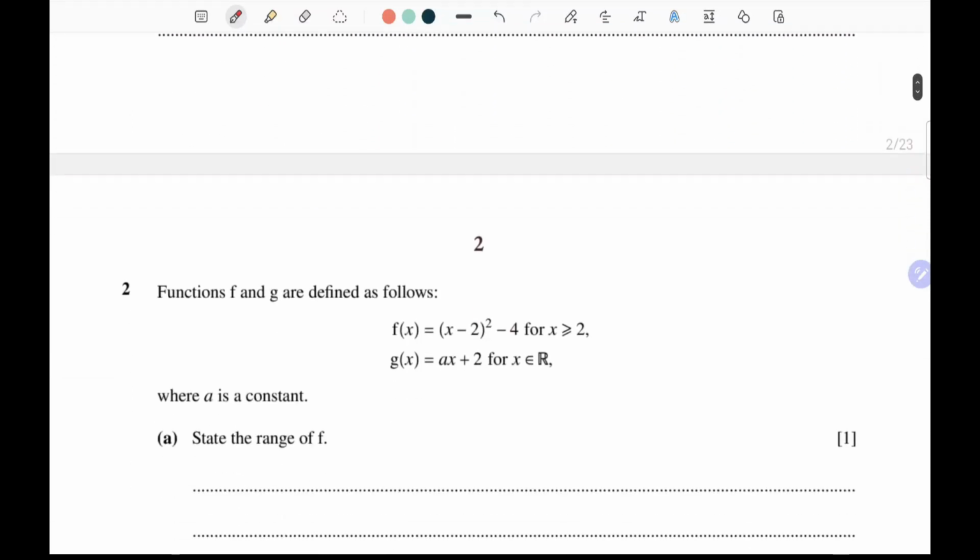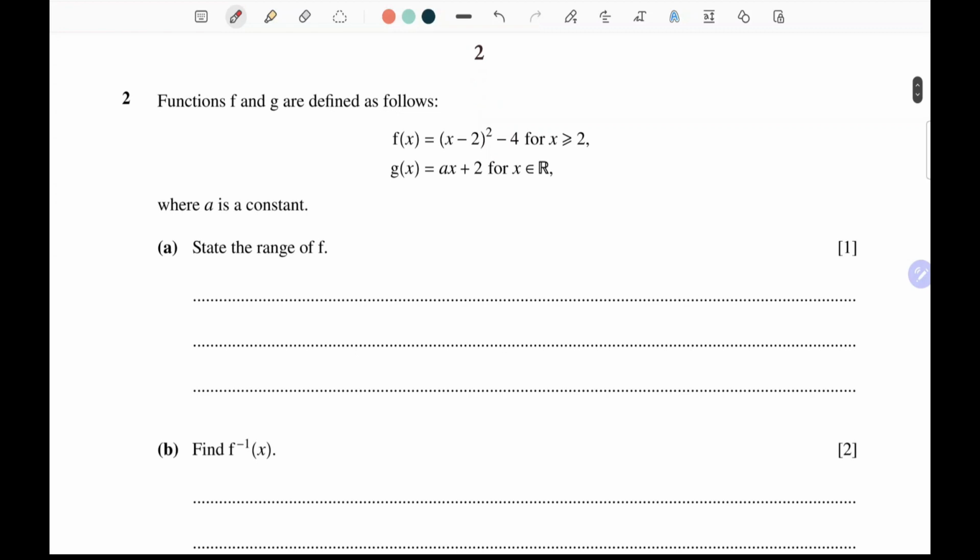Now let's move to the second question. Second question: functions f and g are defined like this. State the range of f. Okay, so this is my f(x).